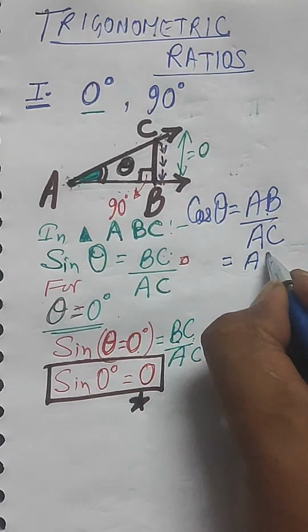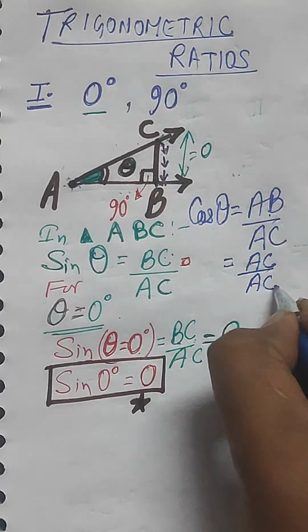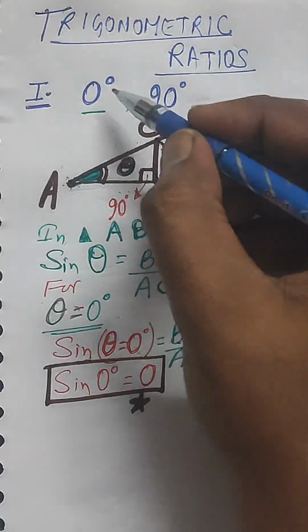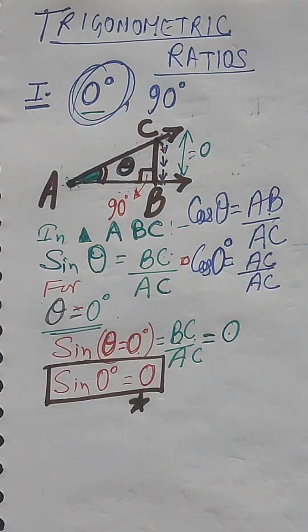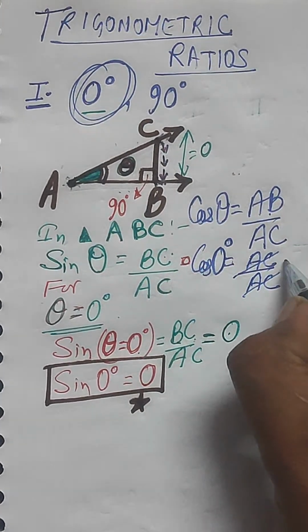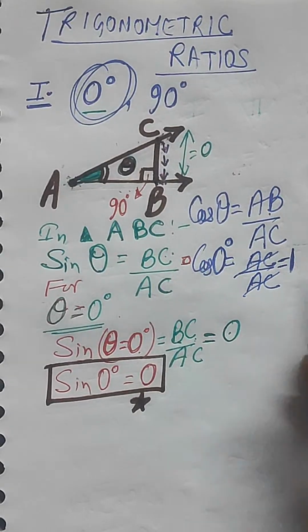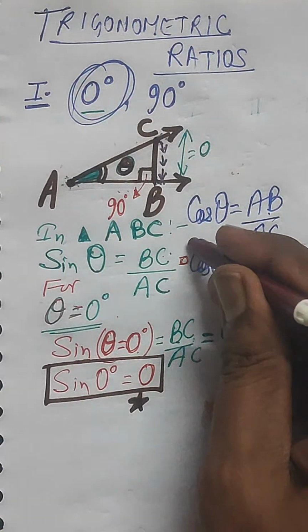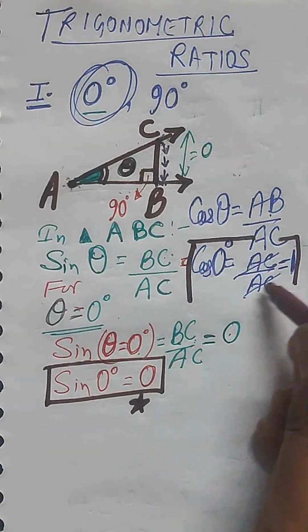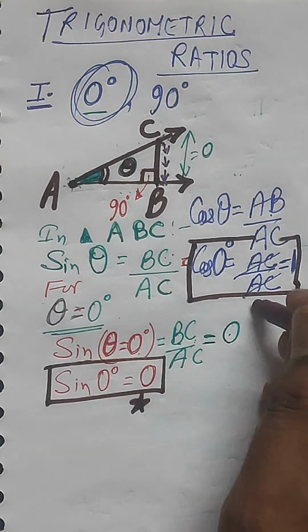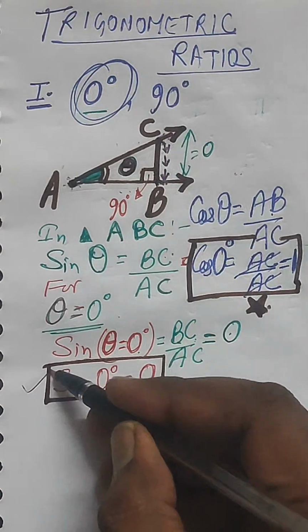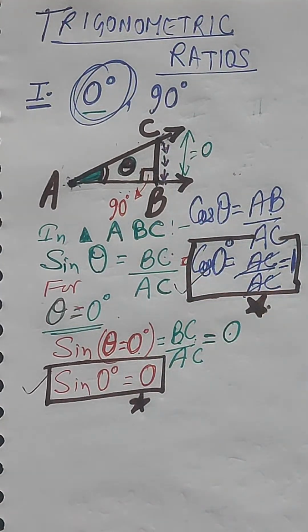So here it will be AC by AC for cos of 0 degree. I am saying specific to this 0 degree, right? Then here you can see AC will be cancelled out and we get the value of 1, right? So the value of cos 0 is 1. This is derived, right? So the value of sine 0 is defined, the value of cos 0 is defined, right?